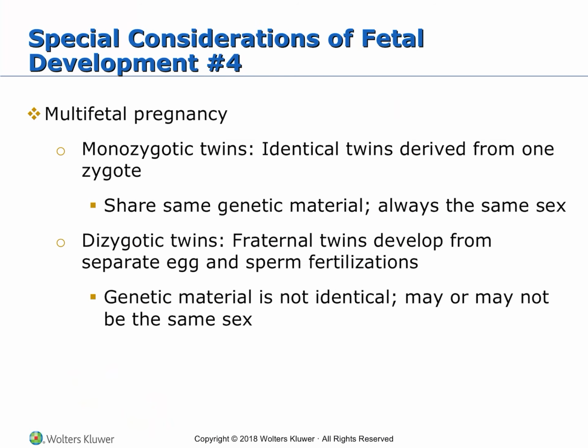We can also have multi-fetal pregnancies. So you can have twins, you can have triplets, goes on and on, 8 of them. Monozygotic twins are identical twins. These are derived from one zygote. So one zygote splits, makes 2 babies. They share the same genetic material, and identical twins are always the same sex. Dizygotic twins or fraternal twins develop from separate egg and sperm fertilizations. Their genetic material is not identical, and they may or may not be the same sex.